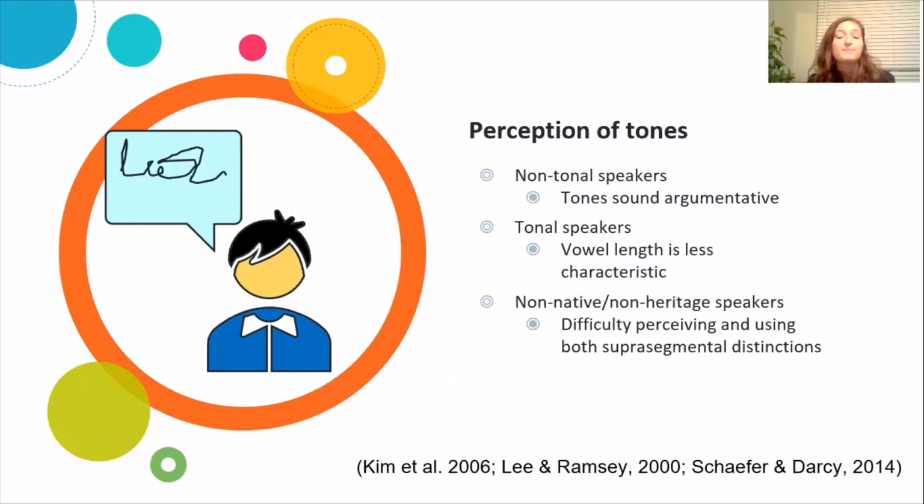And then another thing to note is that non-native, non-heritage speakers tend to have difficulty perceiving and using both of the suprasegmental distinctions, especially if those suprasegmentals are not present in their native language. For instance, English is a stress accent language, so we do not use pitch in quite the same way, and it can be difficult for us to pick up on those pitch variations. The same is true for those vowel length distinctions as well.